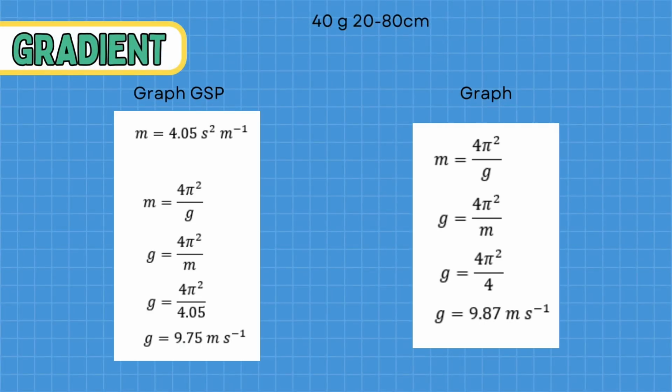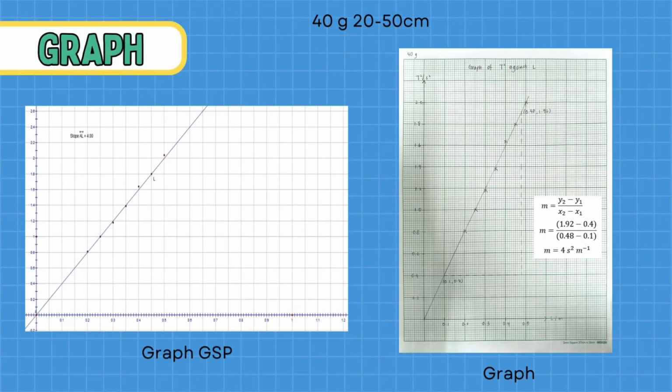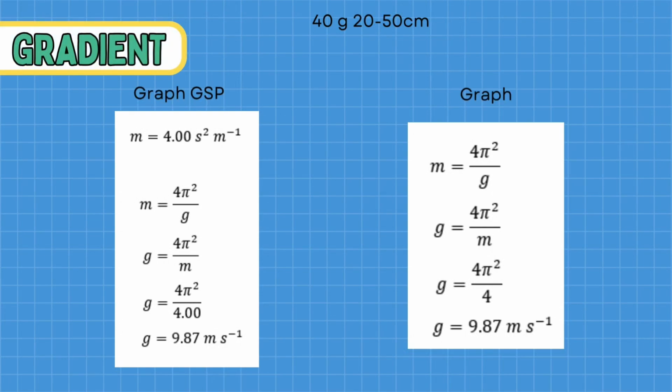In both cases, the graph remains linear and the gradients are close to the period value. This shows that the relationship between T squared and L remains consistent throughout the experiment. We then repeat the experiment using a 40-gram pendulum for the full range of 20 cm to 80 cm as well as the 20 cm to 50 cm and 50 cm to 80 cm range.